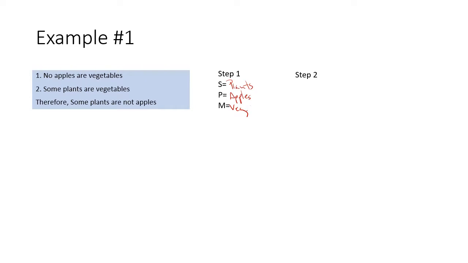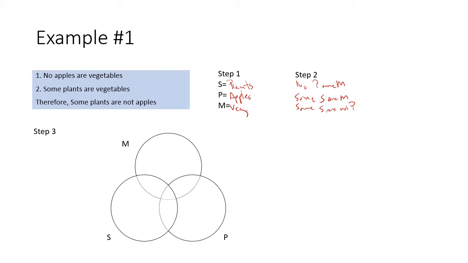Okay, so step 2 is just to rewrite the argument with our terms. So no P are M, that's the universal. The particular is some S are M, and the conclusion is some S are not P. So there you go.